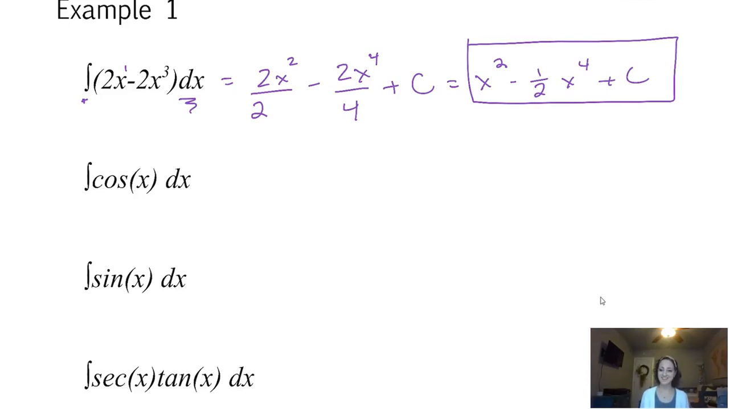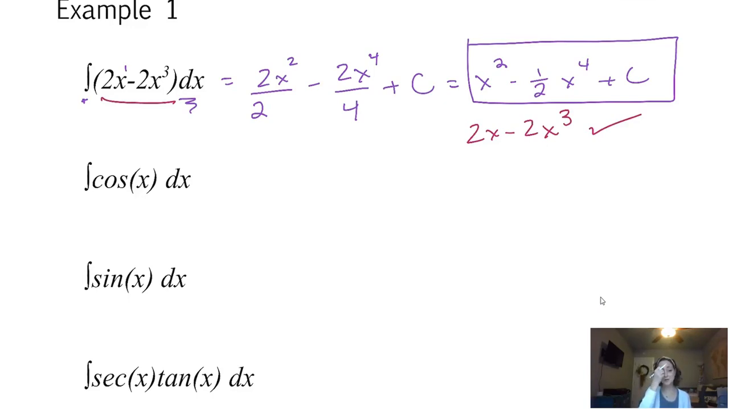Now, how can I check myself? I can always check by deriving my answer, right? So let's try. Derivative of x squared is 2x. Here, when I bring the 4 down to the 1/2, I would get 2. Drop the power, my new power is 3, derivative of c is 0, and this is exactly what I started with there, so we did good.